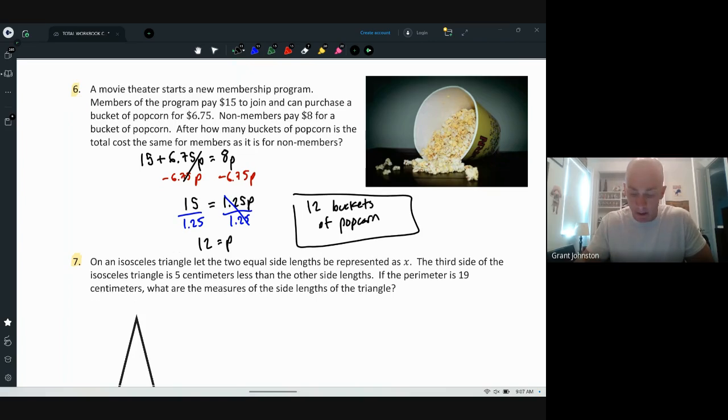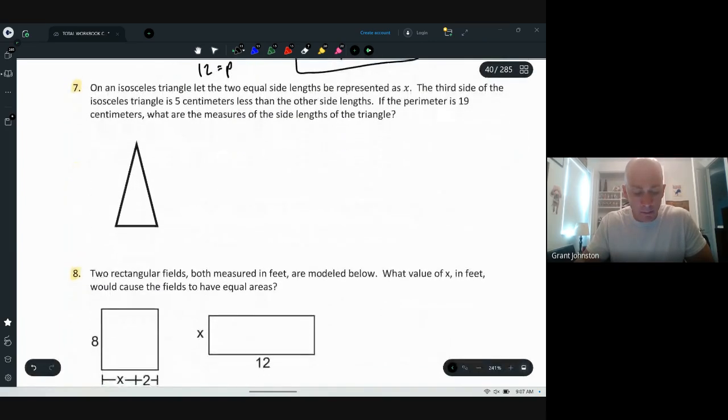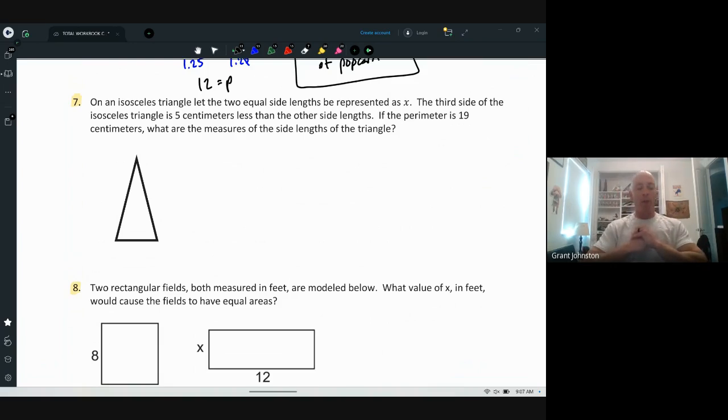Okay. Couple more. Let's start with 7 here. On an isosceles triangle, if you don't remember what that is, it's fine, because remember, in an isosceles triangle, 2 of the side lengths are the same. Let the 2 equal side lengths be represented as x. The third side of the isosceles triangle is 5 centimeters less than the other side lengths. If the perimeter is 19 centimeters, what are the measures of the side lengths of the triangle?